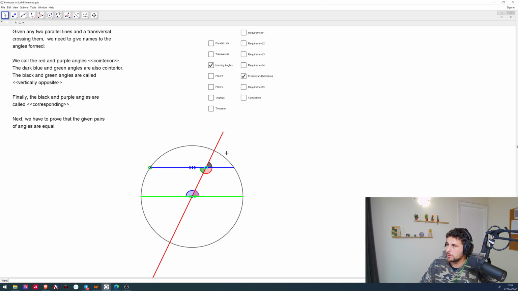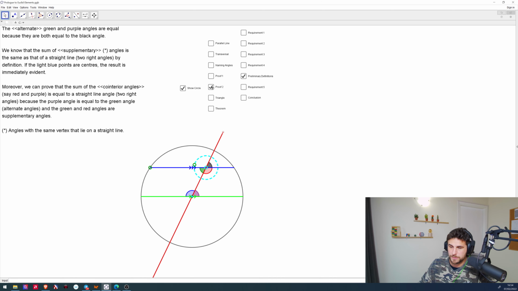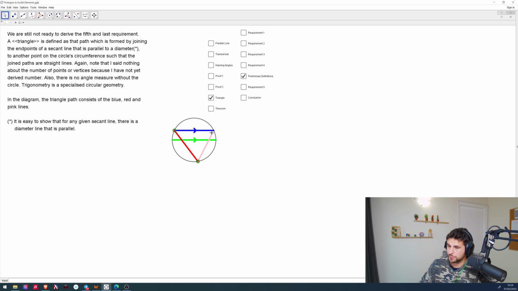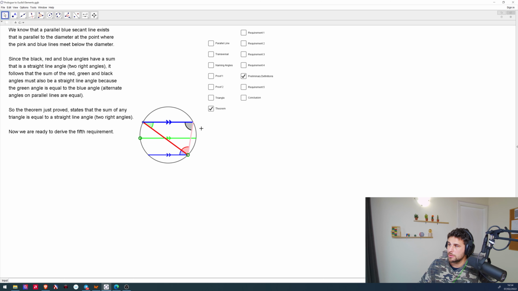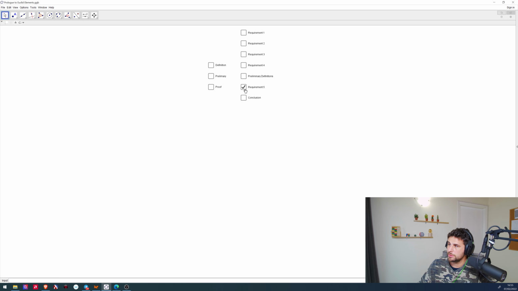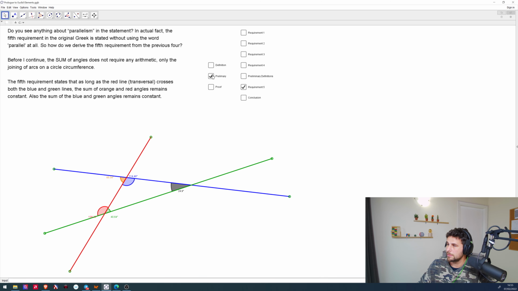So here, there are proofs involved with these angles. We also have to define a triangle and prove a theorem about the given triangle, and only then can we move on to the fifth requirement. As you see, this is very involved, and I'm sure you've never seen such a deep analysis on this topic.